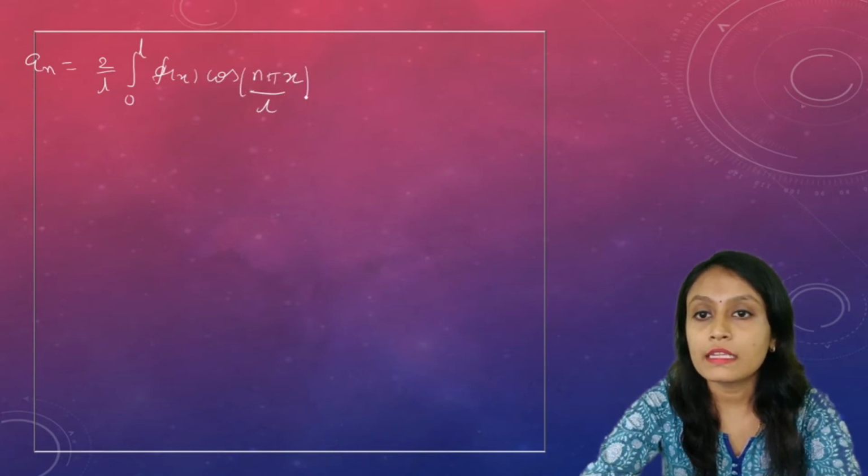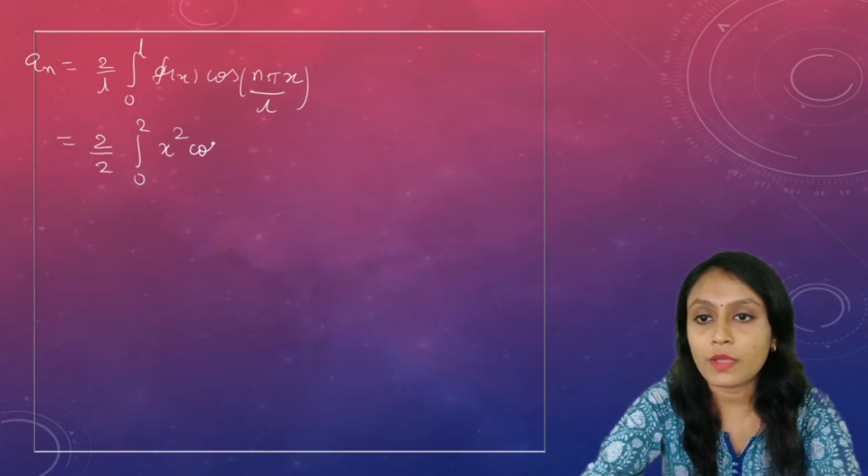Now let's find an. So the formula for an is what? 2 upon L integration 0 to L f of x cos n pi x upon L, right? Now we will substitute the value of L and function f(x). So L is 2 and f(x) is what? X square. So here we have x square cos n pi x upon 2.